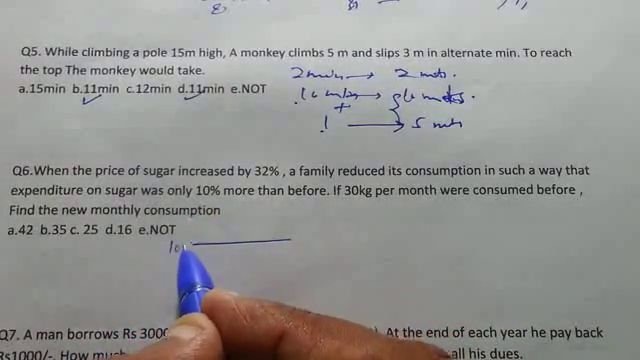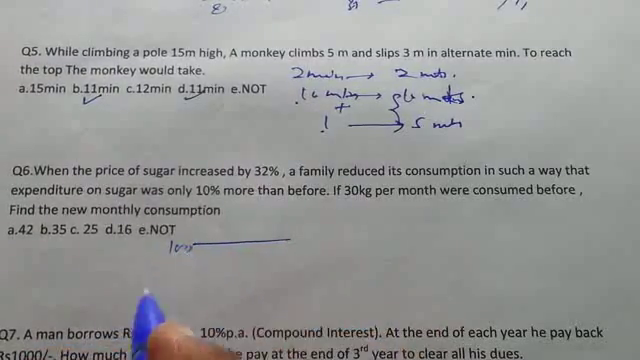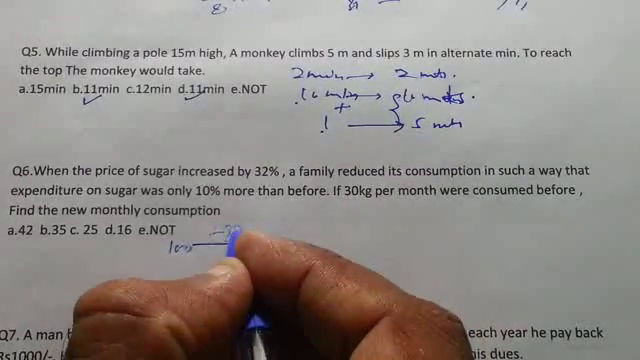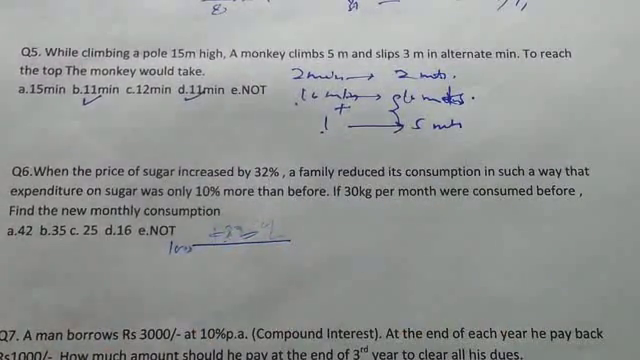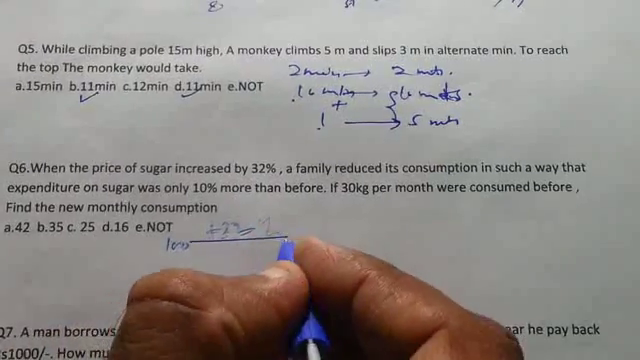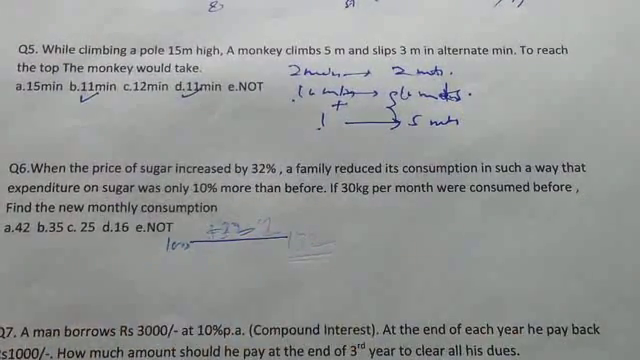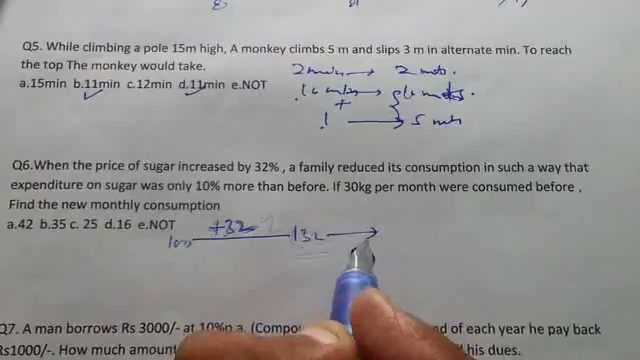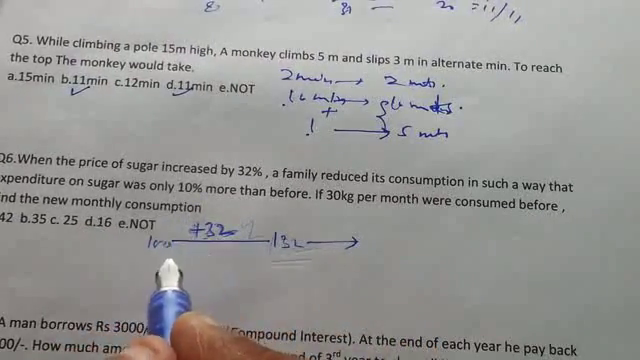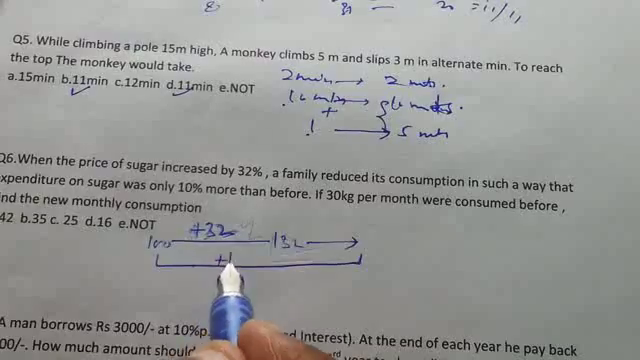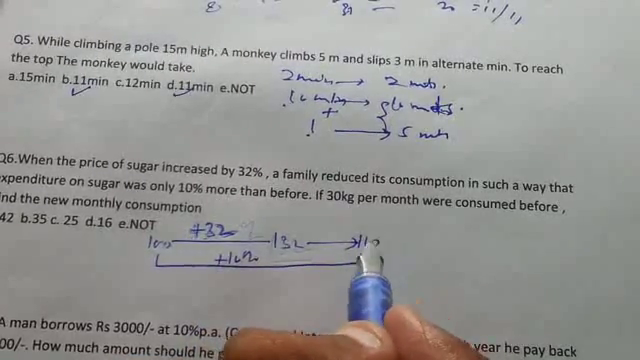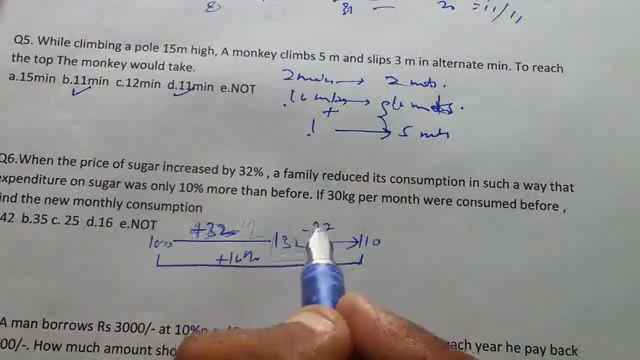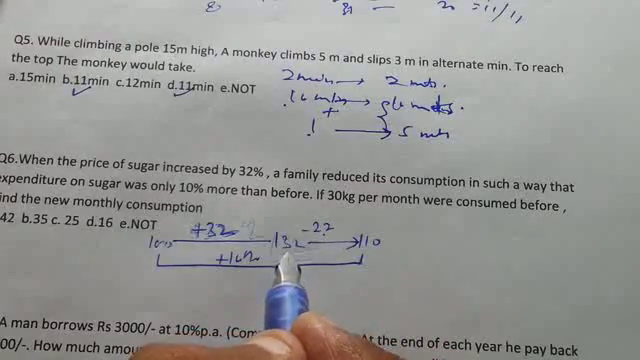Let us say initially the consumption was 100, right? And now the price increased by 32%. So it means it increased by 32% over here, so it becomes 132. Now, it is given that the expenditure is only 10% more than before. So that means there is a change of only 10% in the final place. So if I subtract 22 from this, I will get 110. So 22 is what percentage of 132?